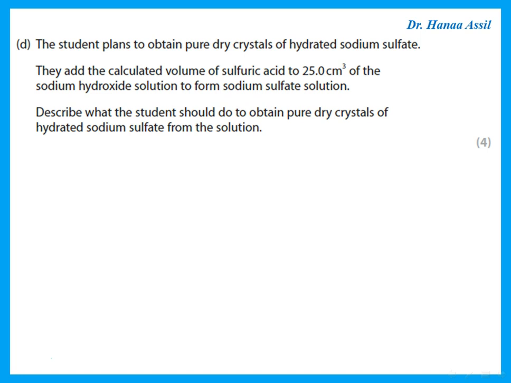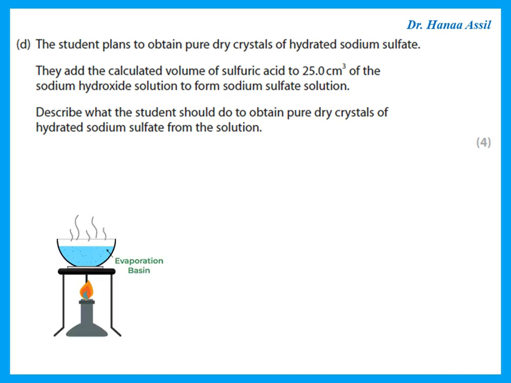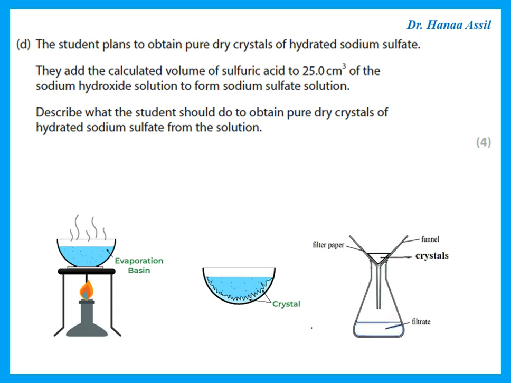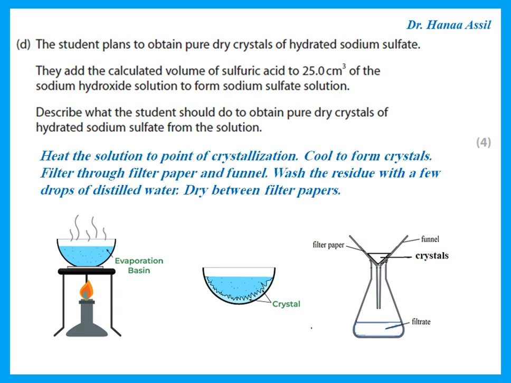How do we do crystallization? You should remember that first I have to heat the solution to point of crystallization. Then I need to leave it to cool. So when it cools, it will form crystals. And then I need to filter the crystals to get it in the filter paper and funnel. This is how you do the crystallization. He wants to obtain pure dry crystals.